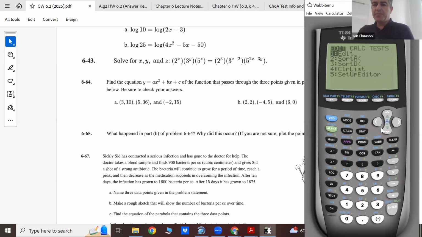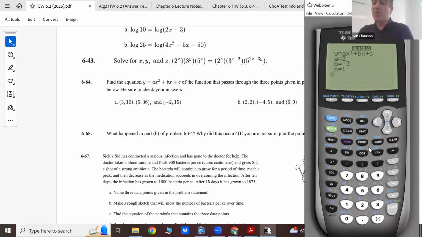If you go to stat and go to edit and type in all those coordinates, so 3, 5, and -2, those are my x's. Then I do 10, 36, and 15. If you hit stat again and go to calc and select option 5, quad reg, it will actually give you the equation for you really quickly. I shouldn't show this to you guys because now you know.